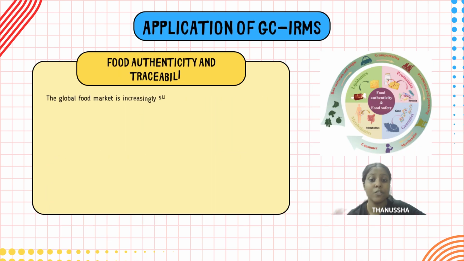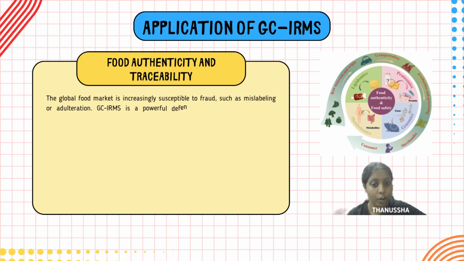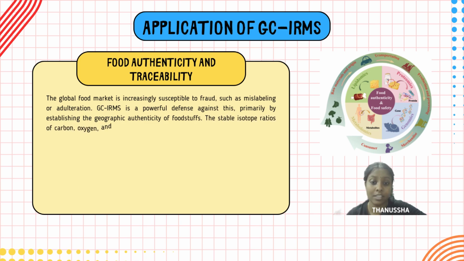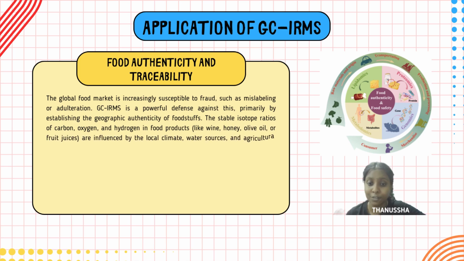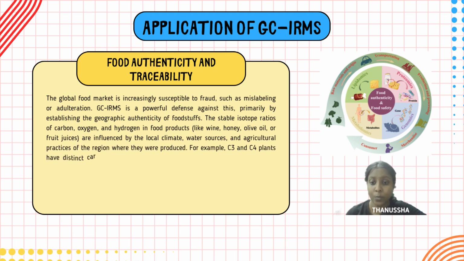GC-IRMS is also useful in food authenticity and traceability. The global food market is increasingly susceptible to fraud, such as mislabeling or adulteration. GC-IRMS is a powerful defense against this, primarily by establishing the geographic authenticity of foodstuffs. The stable isotope ratios of carbon, oxygen, and hydrogen in food products like wine, honey, olive oil, or fruit juices are influenced by the local climate, water sources, and agricultural practices of the region where they were produced.